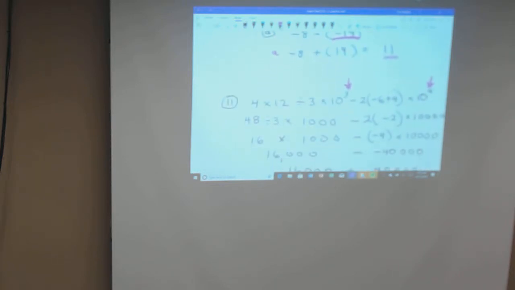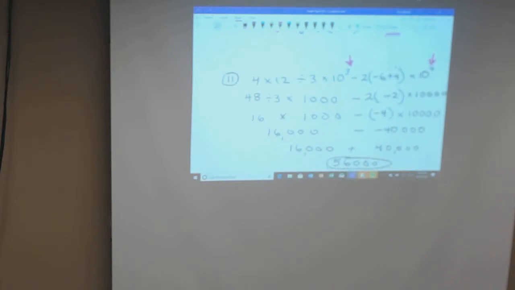Number 11. Evaluate 4 times 12 divided by 3 times 10 to the third minus 2 parentheses negative 6 plus 4 parentheses times 10 to the fourth. So your order of operations. Do you have your order of operations written down in your notes? What's the first thing you do? Exponents. Let me change that to blue. First thing you do is exponents.